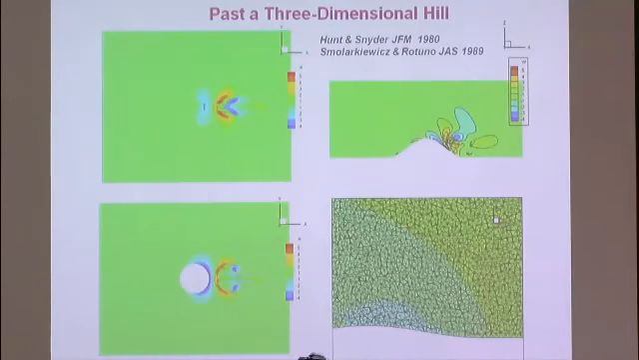In this case, we didn't bother at present with refining it in any way, so it was more or less similar spacing to the one which we would use for the comparison with structured meshes. And the results are in good agreement with the experimental data from Hunt and Snyder from 1980, and with the numerical data by Smolarkiewicz and Rotunno as well.